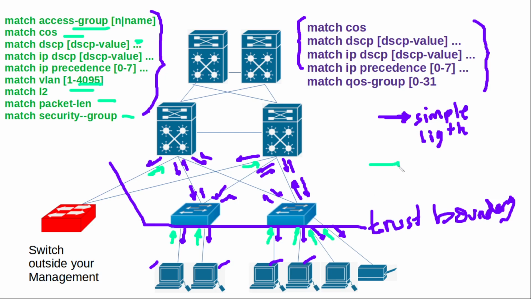So the green arrow means complex class maps. And with these complex class maps, I'm going to use all the matches available: access control lists, NBAR protocols, and so on. Because I have to be really careful with this traffic, as it comes from outside my trust boundary. Hope that makes sense. That's it.